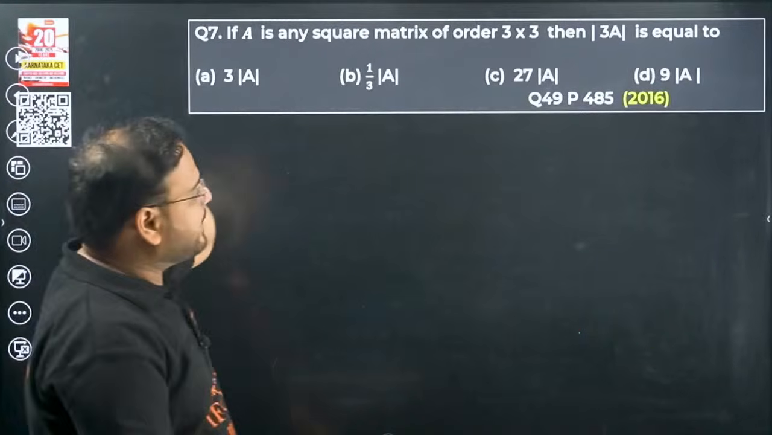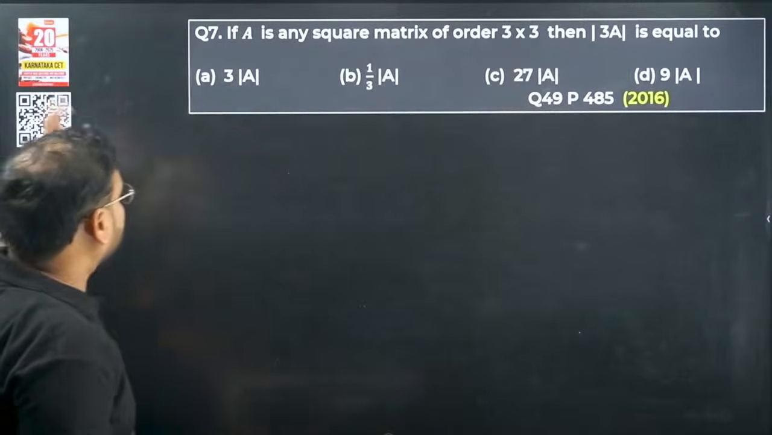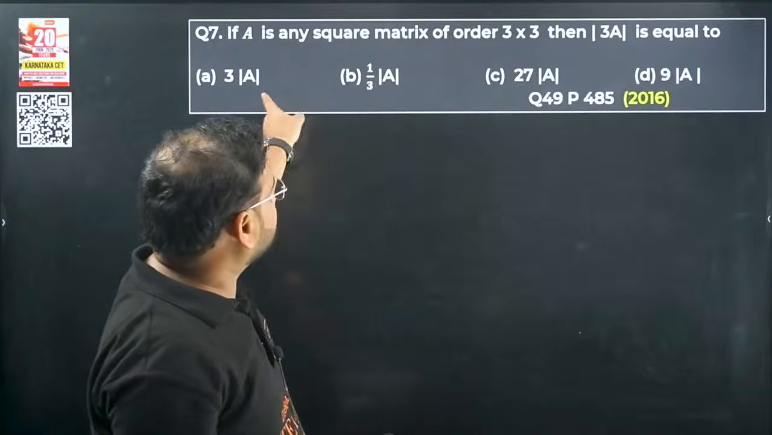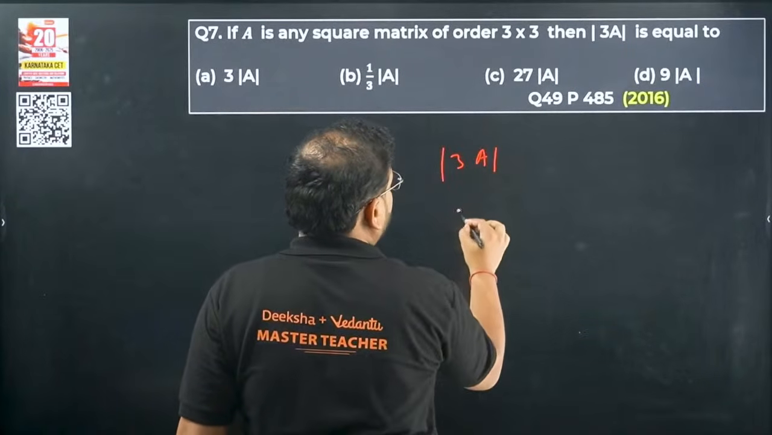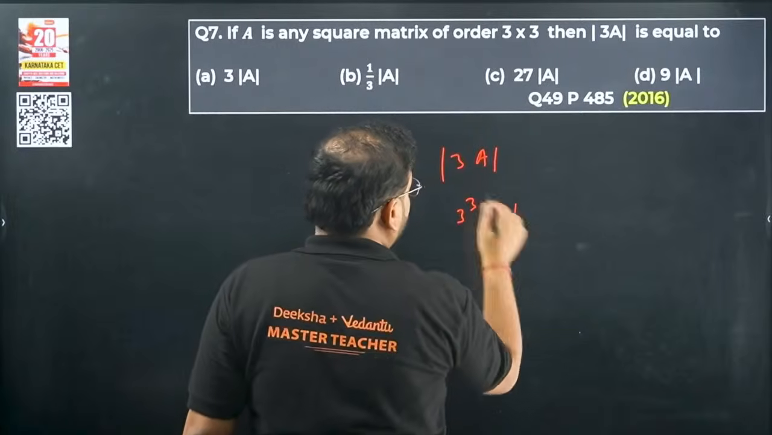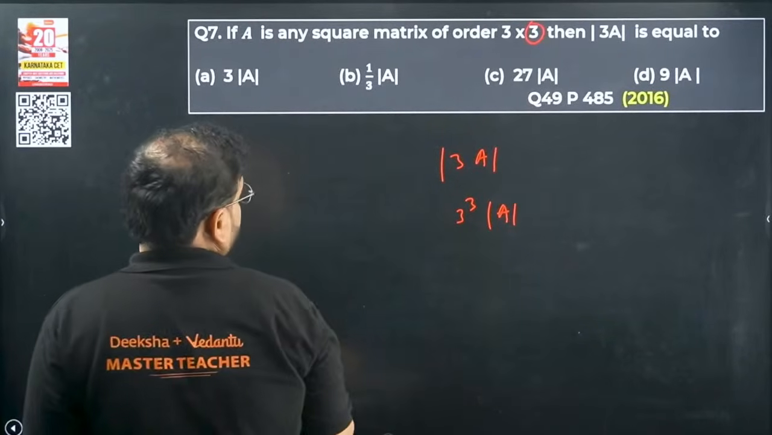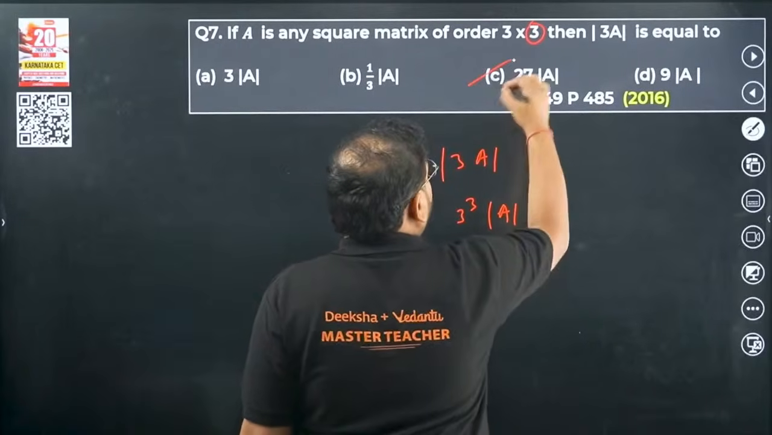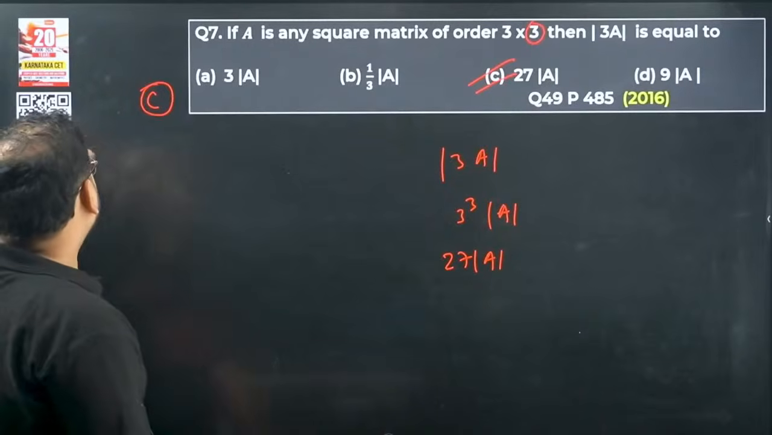Now from page number 485, question number 49 of 2016 PYQ from our book with Deeksha Vedantu for last 20 years KCET PYQ. Solve this question. Same property. 3A is there in this. We know that 3 power 3 will come, determinant of A will come because of 3 power 3 from here. And what is this? 27A, option C. That easy, sir. That easy. A 1 second question.